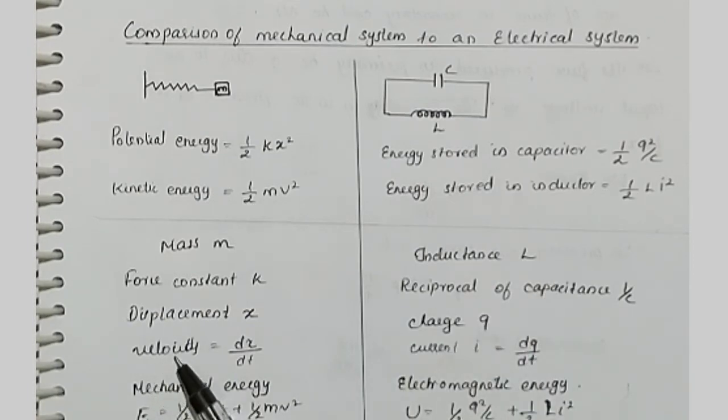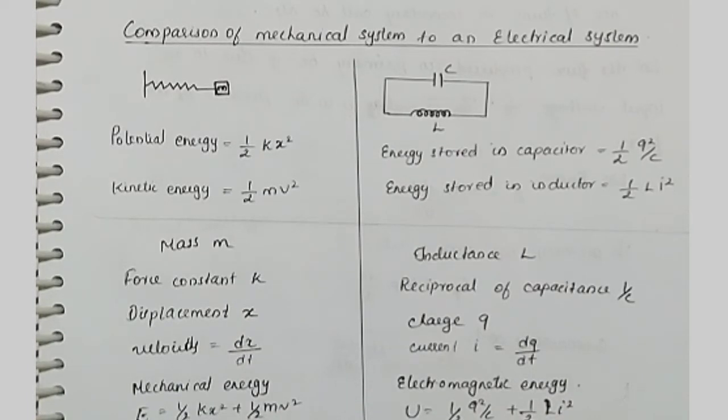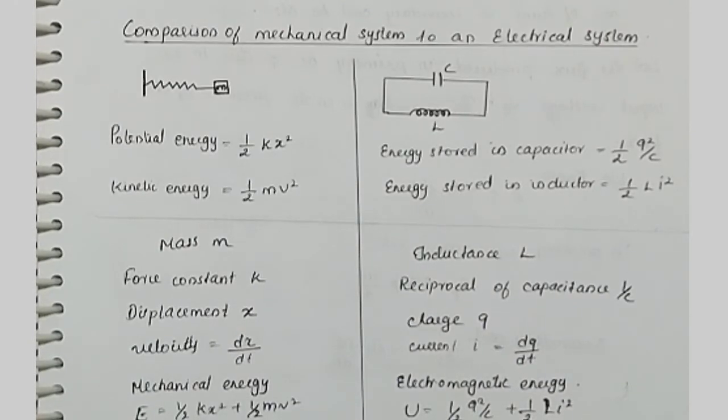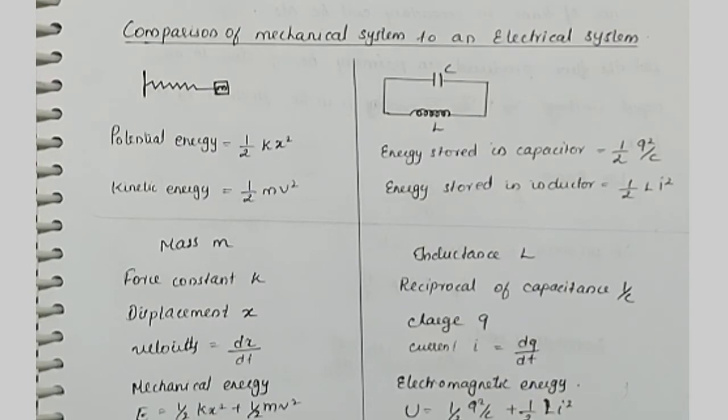Now in the mechanical system we have velocity v = dx/dt, and in the electrical system we have current I = dq/dt. The mechanical system stores mechanical energy and the electrical system stores electromagnetic energy. The total energy of the mechanical system is the potential energy plus kinetic energy, which is ½kx² + ½mv², whereas the total energy of the electrical system is the electrical energy plus magnetic energy, which is ½q²/C + ½Li². So this is the comparison study of the mechanical system to the electrical system.